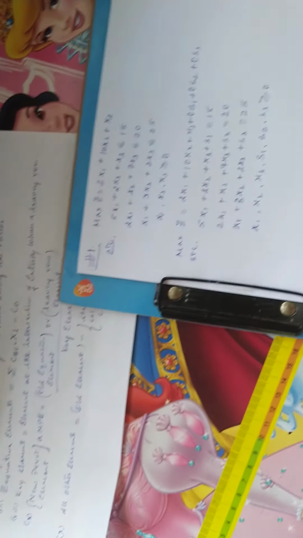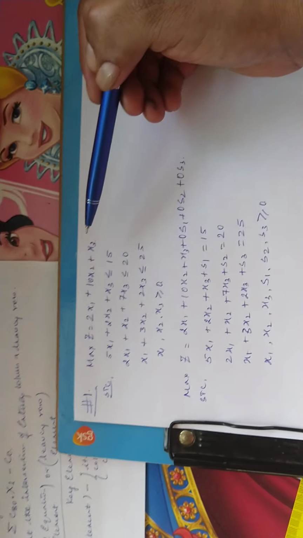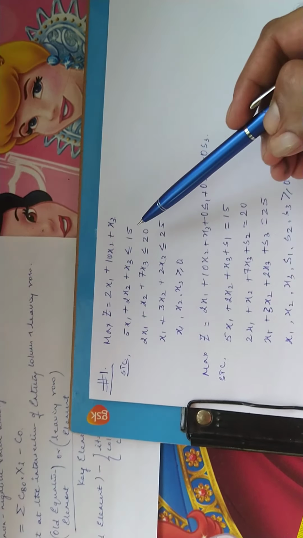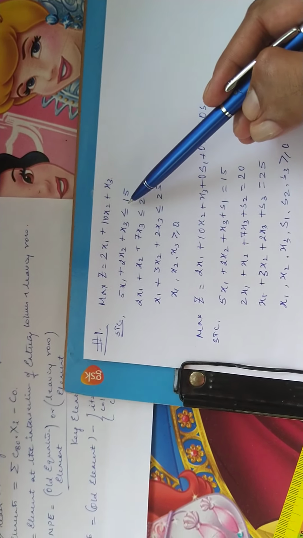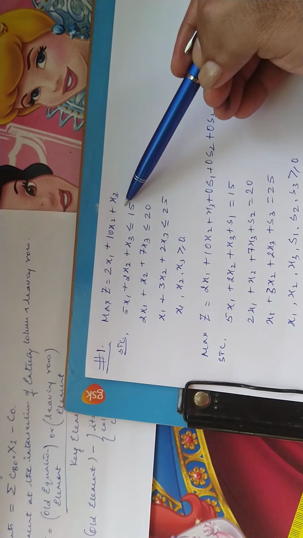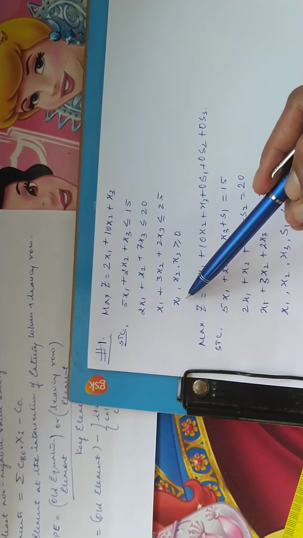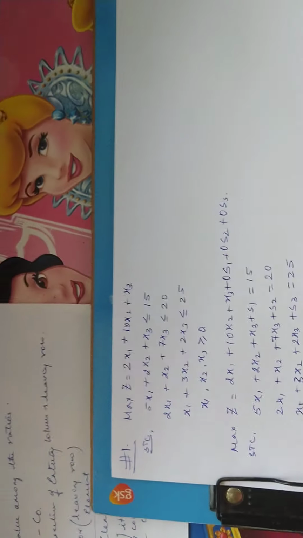Okay, so we have reformulated the question. First we checked the conditions. It was a maximization type, so the first condition was satisfied. All of the inequalities have been converted to equalities. All of the RHS are found to be non-negative values, and all of the variables are themselves greater than or equal to 0.